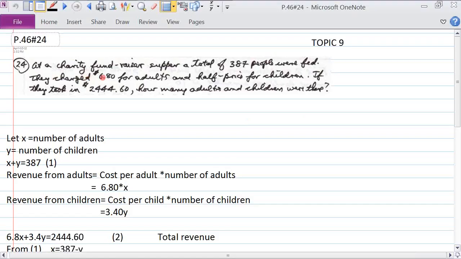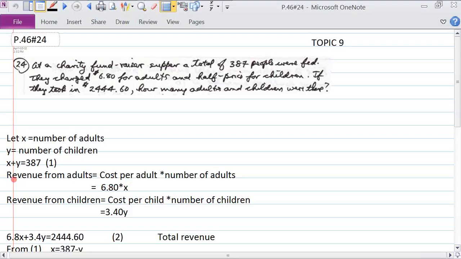Well, we're going to multiply. We have to calculate the revenue from adults, and that is basically the cost per adult, which is $6.80, times the number of adults. Let's just say, for example, there were 10 adults. Well, if there were 10 adults and the cost per adult was $6.80, then the revenue from this would be $68.